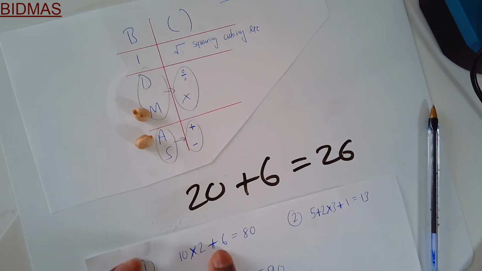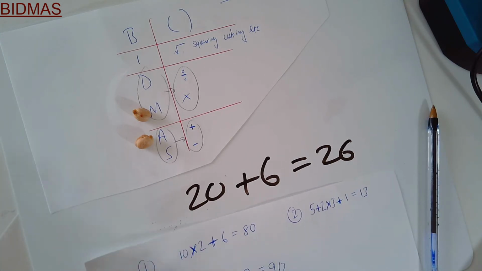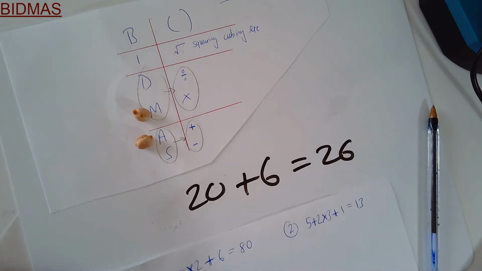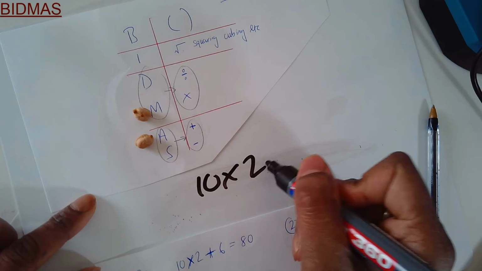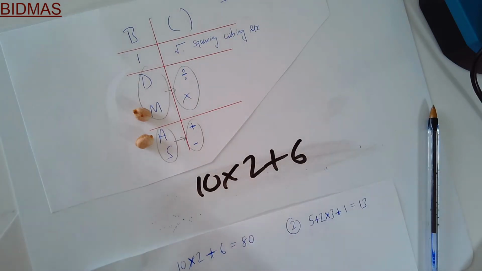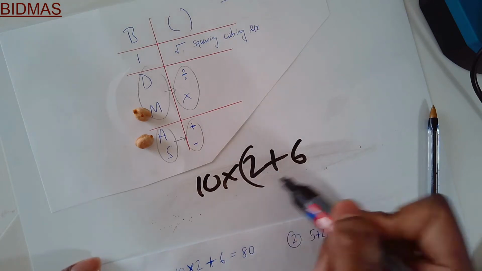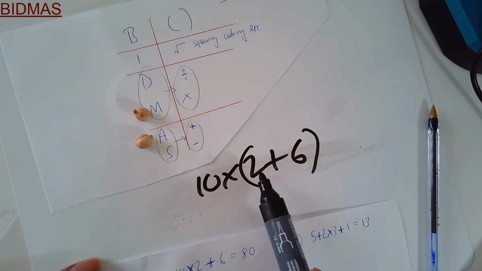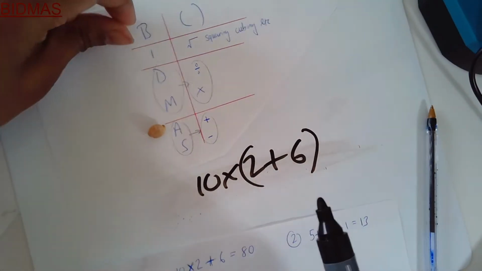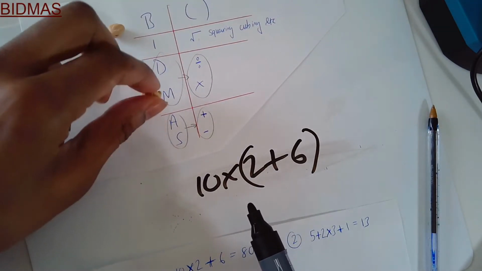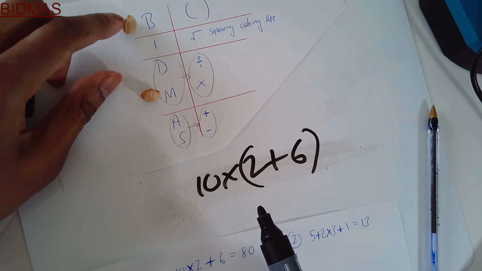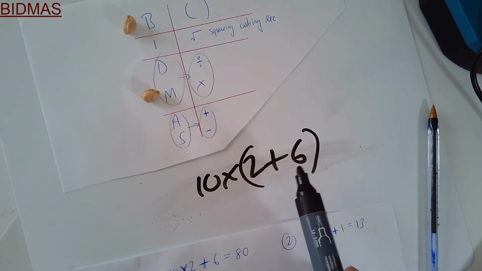10 times 2 plus 6 is equal to 80. They want you to put the brackets in the right place. So we do that question. What can I do to this to force it to become 80? I can experiment. I can put the brackets there and see what happens. Brackets first. Remember, we've got brackets now, and we've got timesing. Brackets first. 2 plus 6 is 8.